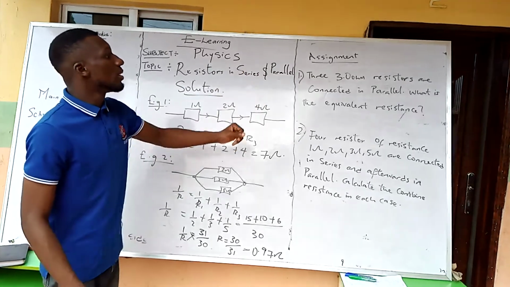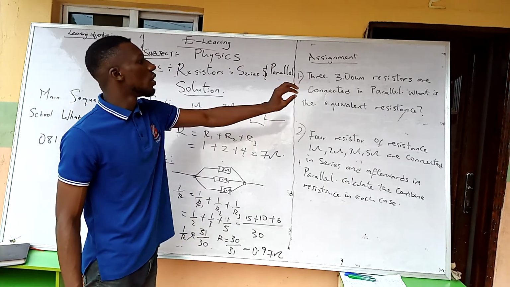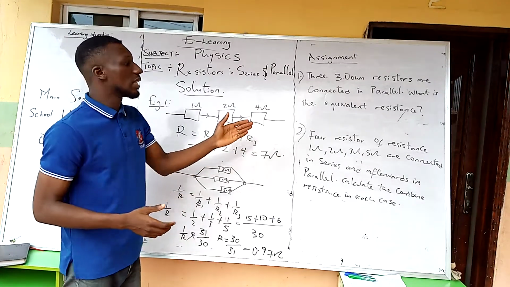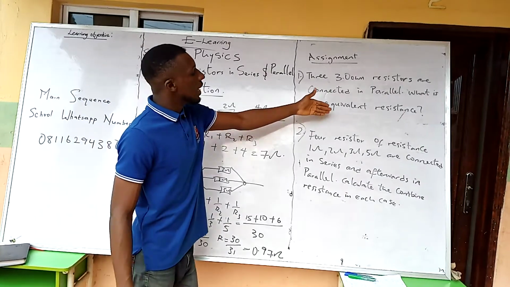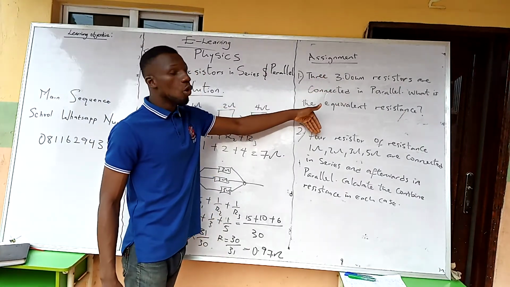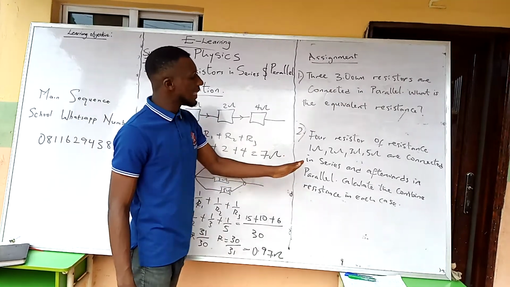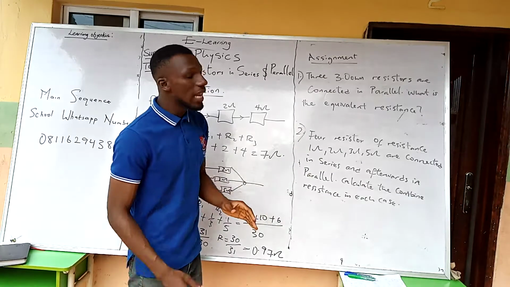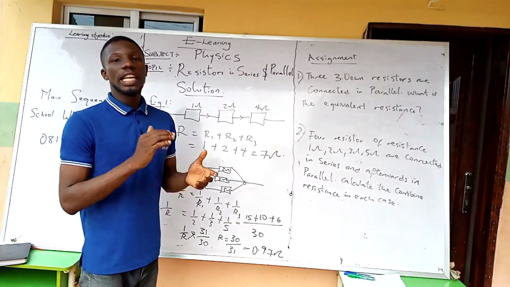These are the assignments. Three 3 ohm resistors are connected in parallel. What is the equivalent resistance? Then the second one, 4 resistors of resistance 1 ohm, 2 ohms, 3 ohms, 5 ohms are connected in series and afterwards in parallel. Calculate the combined resistance in each case.